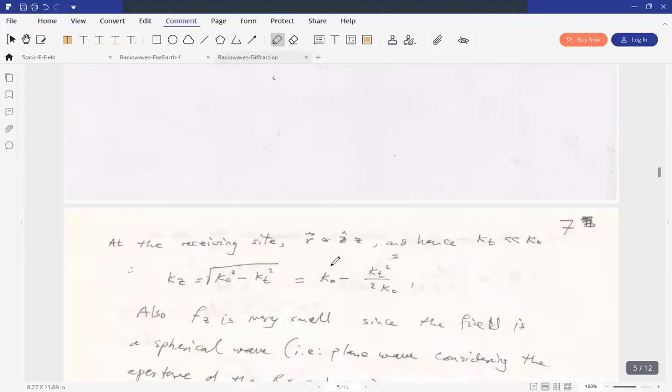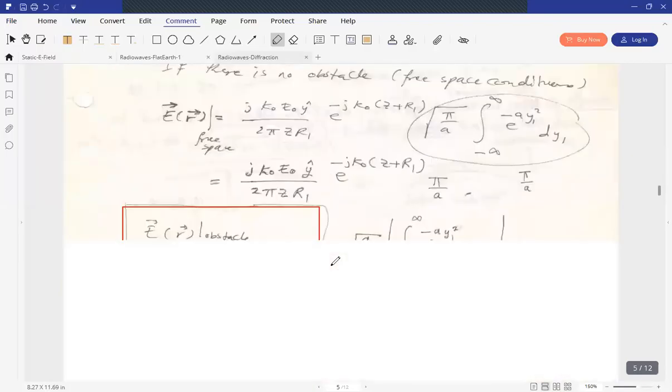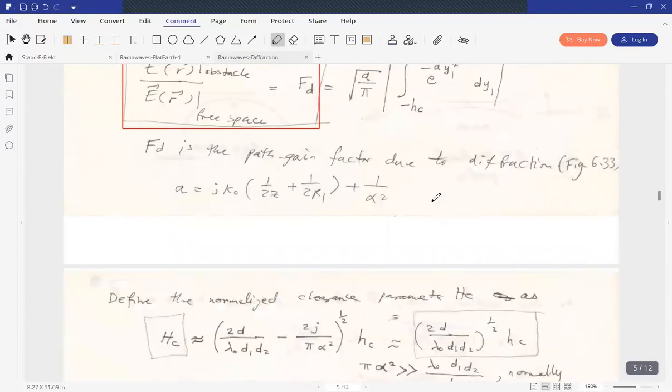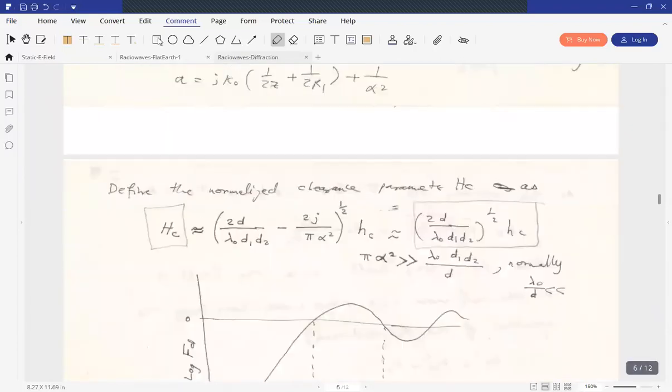Now capital HC is given by this equation. We need this equation. You can see the result is another indefinite integral, so it's not difficult to find. This is the final equation that we know. HC is the clearance, the distance between the tip of the mountain and the ray. D is the total distance, D1 is the distance from the transmitter to the obstacle, D2 is the remaining distance, and lambda naught is the wavelength.